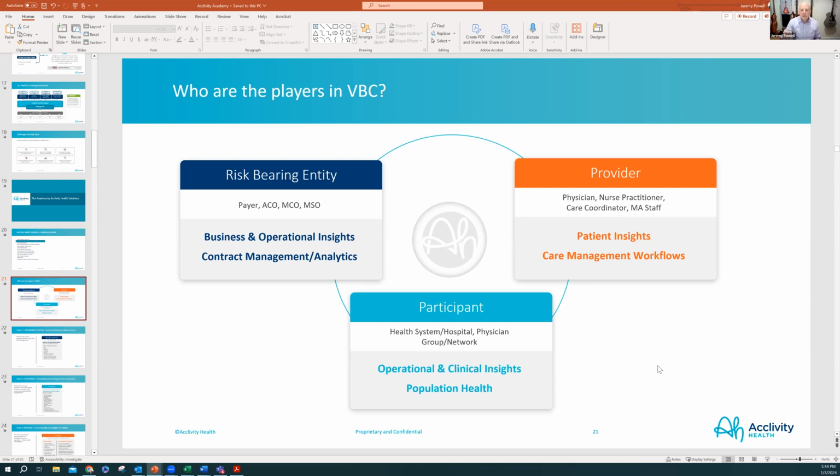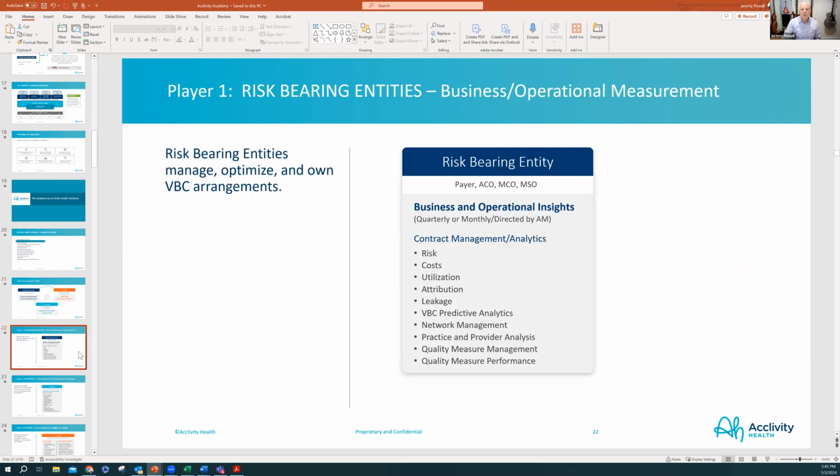So be mindful, those participants have the job of being in between the risk-bearing entities as a structure and above the individual provider, usually MD level clinicians, but also surrounded by other providers that play the role of engaging the persons between point of care or episodic care. So those are the three big pillars. Let's talk about what they have as responsibilities.